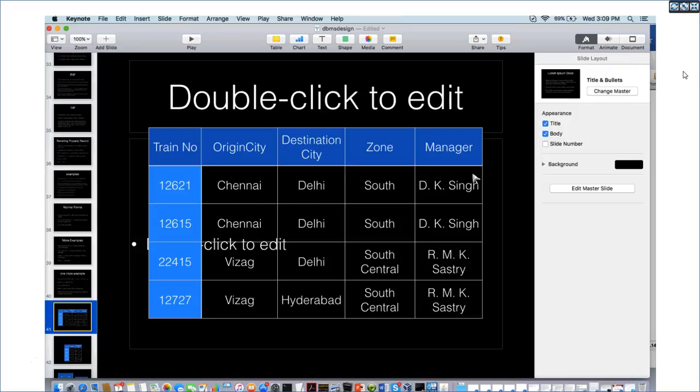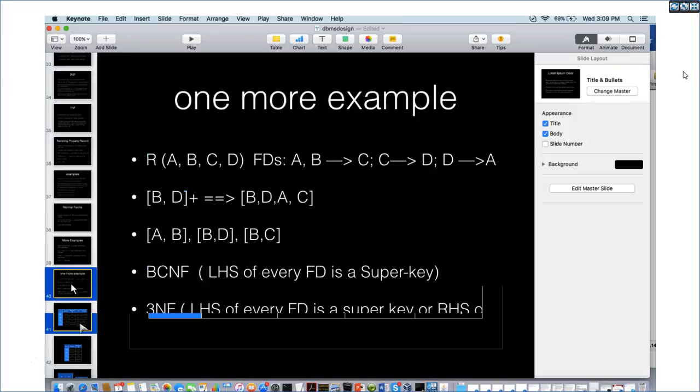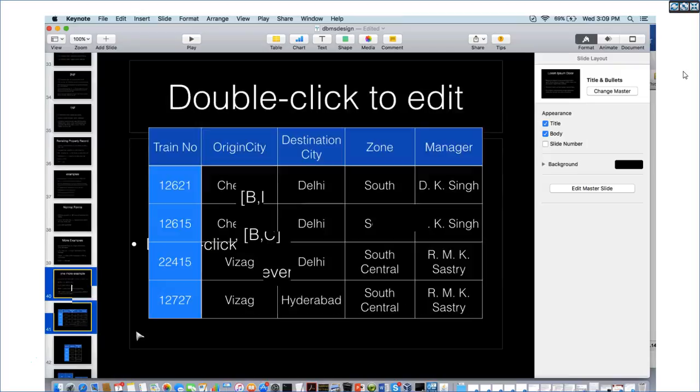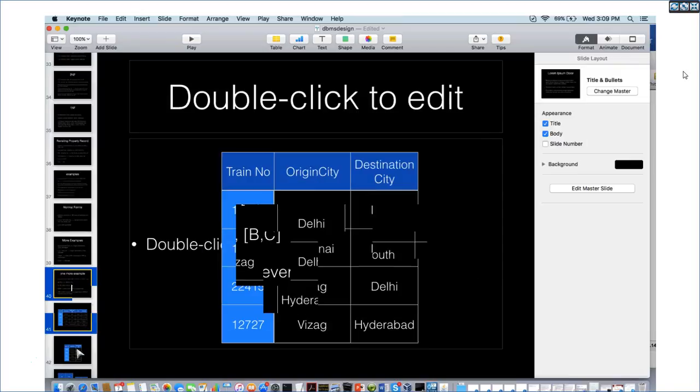So if you take a relationship to BCNF, there is no duplication. The LHS of every FD is a super key, making sure that there is no duplication. For example, if you actually split this, now this is the relationship, this is in BCNF. Train number, Chennai, Delhi, Vizag, Delhi, and Vizag, Hyderabad. This is the train number.